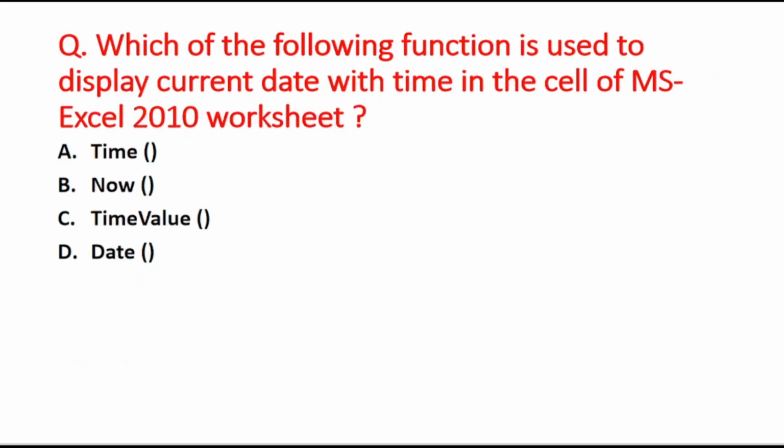Next question is, which of the following function is used to display current date with time in the cell of MS Excel 2010 worksheet? Your A option is time function, B option is now function, C option is time value function, and D option is date function. So the right answer is option B, that is now function.